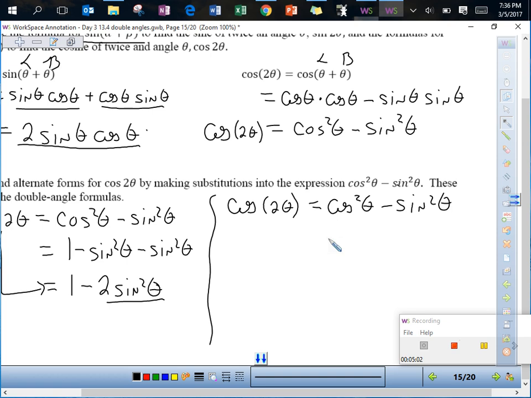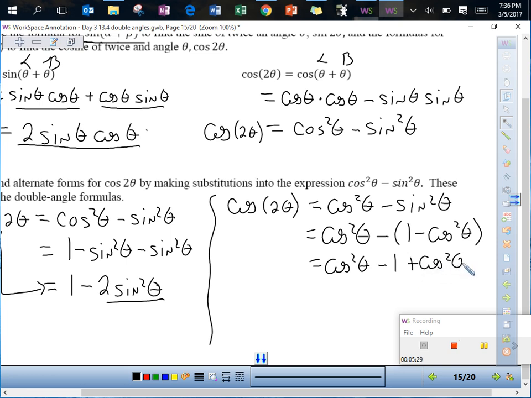But this time, instead of replacing the cosine squared, I'm going to leave it alone, and I'm going to replace sine squared with 1 minus cosine squared. Once again, the Pythagorean identity. If I simplify this, I get cosine squared theta minus 1 plus cosine squared theta, since two negatives make a positive. So here is a third formula for cosine of 2 theta. It's 2 cosine squared theta minus 1.